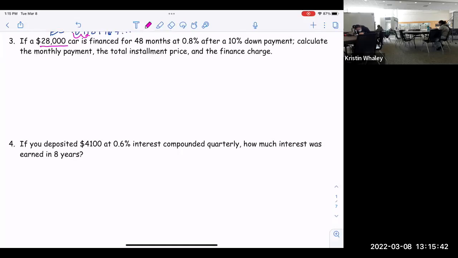So in this case, I know that $28,000 is the amount of the car that I want to finance, that I want to take out a loan for. Typically, that would be my principal, the starting amount of my loan, unless there's a down payment. And in this case, there is. It says after a 10% down payment. So while I'm doing this, I might figure out how much that down payment is. 10% of 28,000, I would do 0.10 times 28,000. And that would give me a down payment of 2,800.